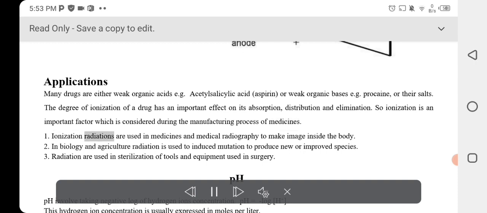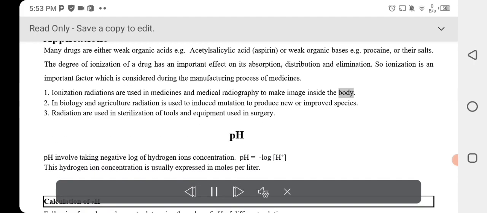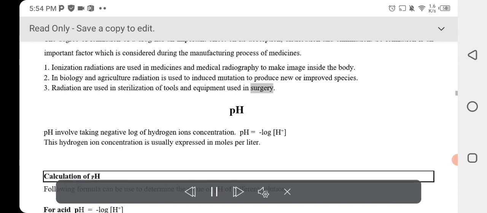Ionizing radiations are used in medicine and medical radiography to make images inside the body. In biology and agriculture, radiation is used to induce mutation to produce new or improved species. Radiation is also used in sterilization of tools and equipment used in surgery.